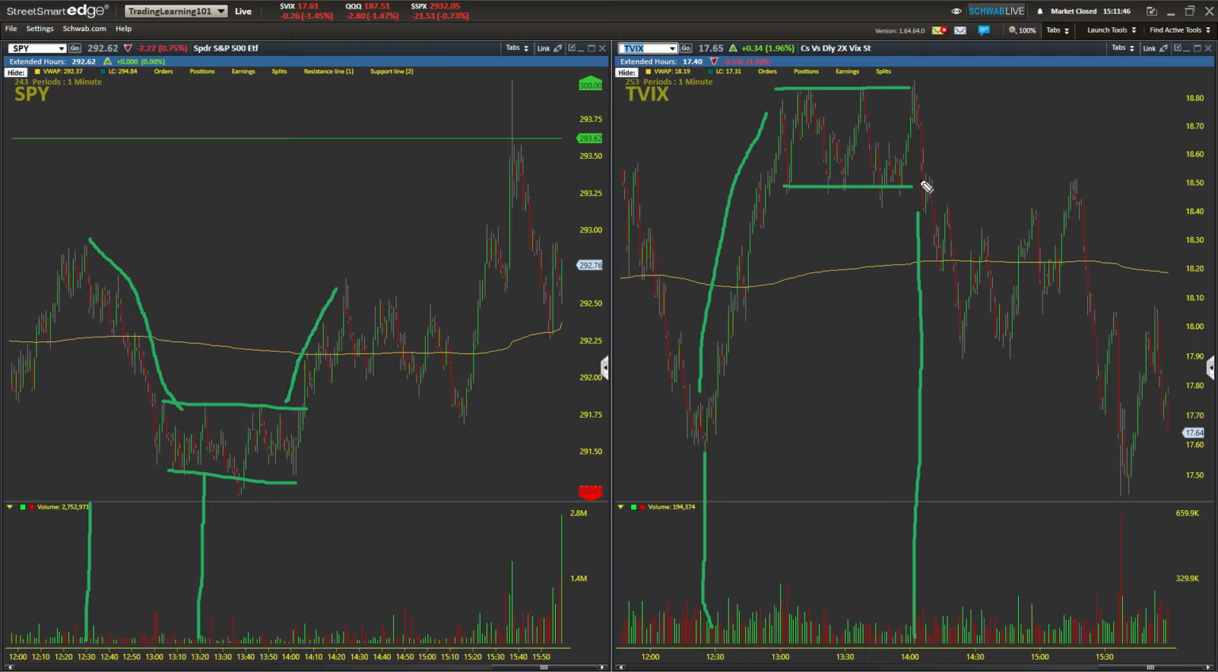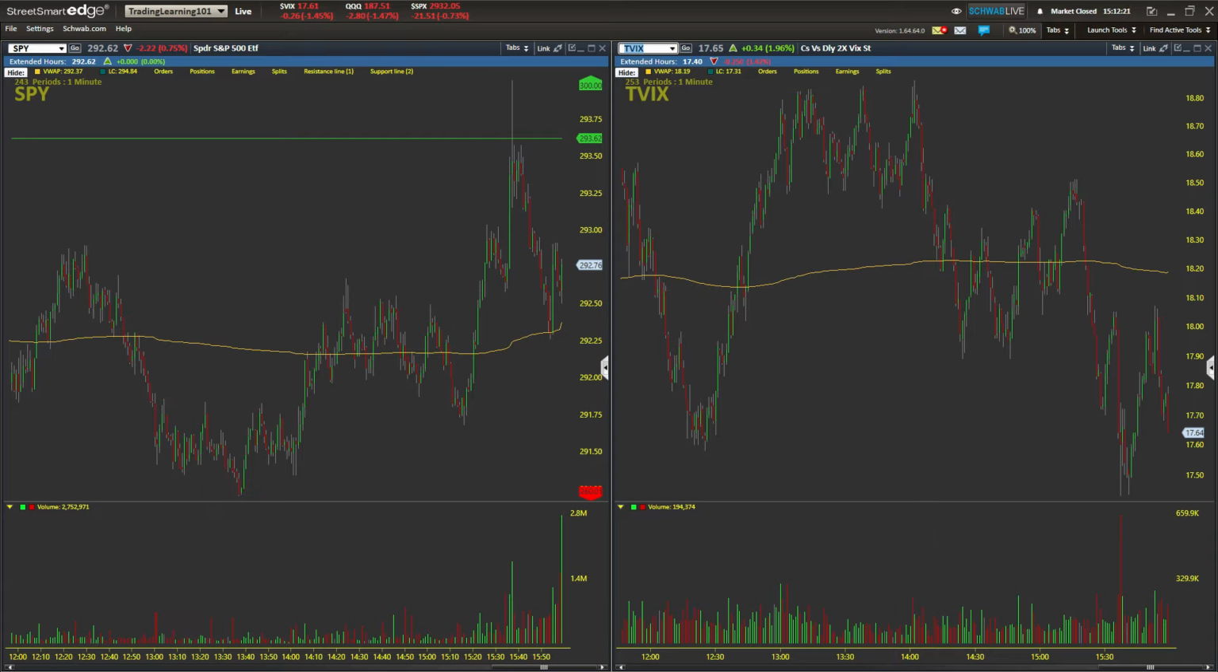The TVIX, you could see it broke down from that range and then went into another quick range right here. The SPY went into a range, and then the SPY broke to the upside as the TVIX broke to the downside right there. I just showed you and compared the two right here to show you how they move. Look at these inverse ETFs as if they're like a mirror of what they're doing. And this is just with the SPY.